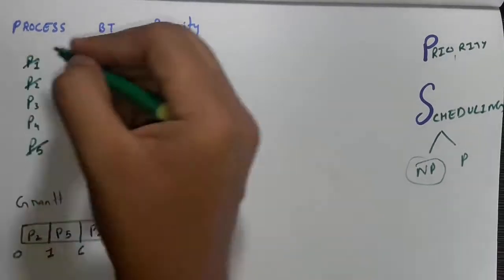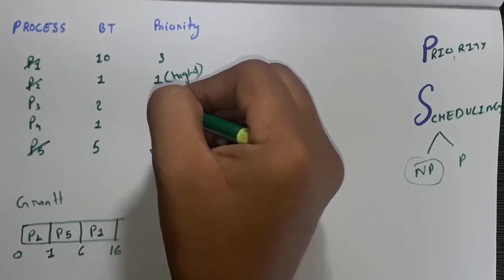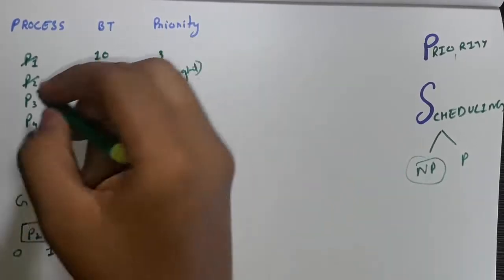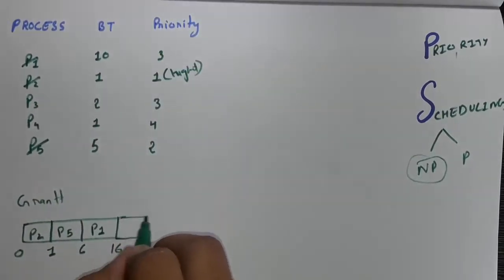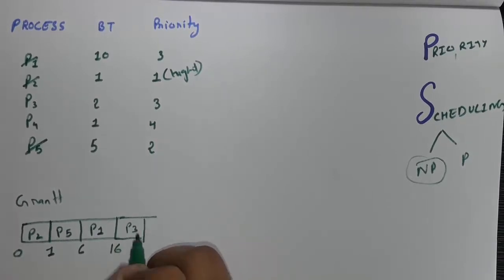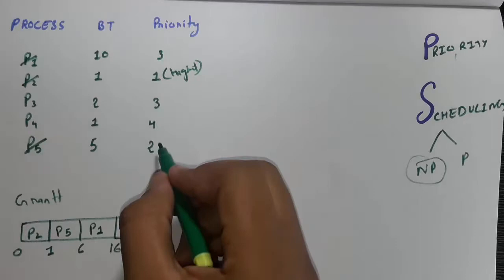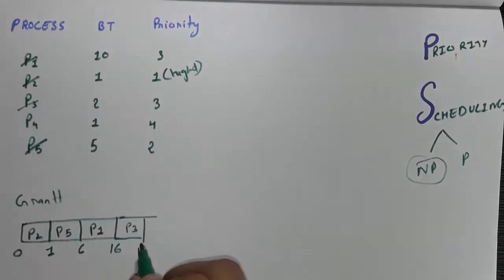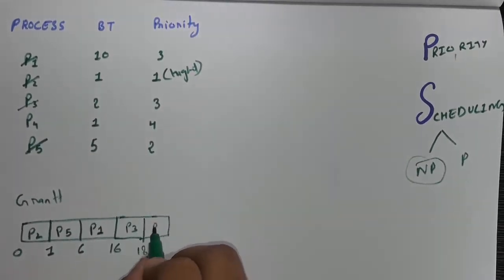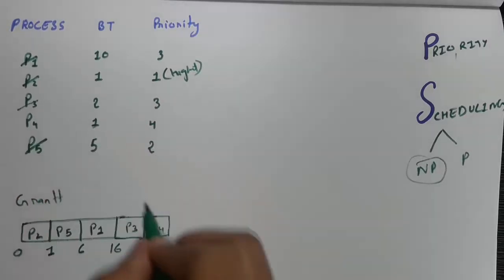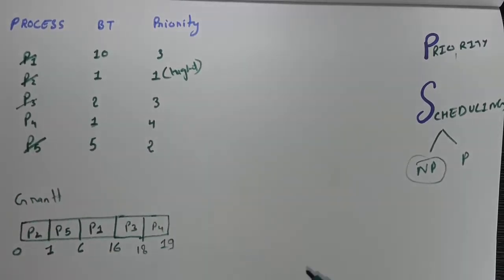Now P1 is over. Then we have to take the second process with priority 3, so P3. The burst time is 2, so 16 plus 2 will be 18. Then the remaining process is P4. P3 is over and we write P4, and 18 plus 1 will be 19. So this is how we made our Gantt chart.